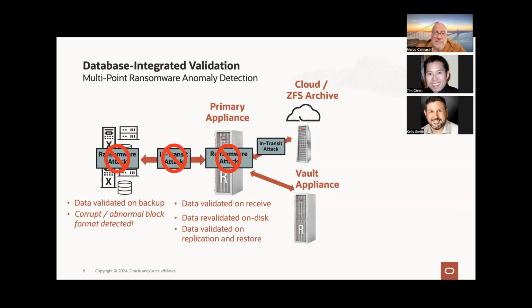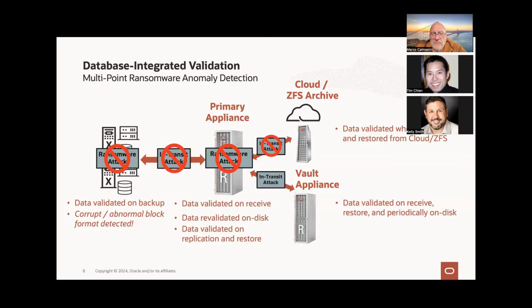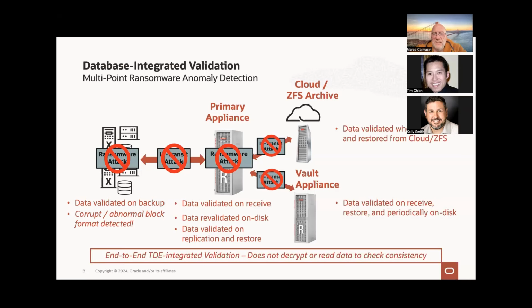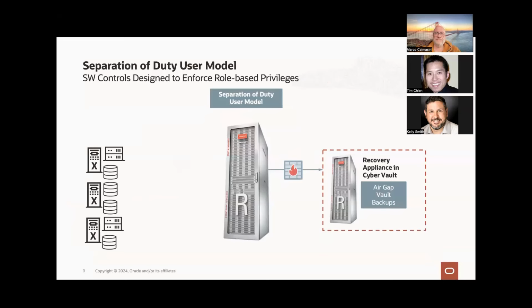Similar things happen for data transferred to the cloud or data transferred to the Vault appliance, where it's also revalidated again on the target appliance, whether it's just disaster recovery or a cyber vault recovery appliance. So incrementally transferred data is reprocessed and validated again. And across this whole life cycle, there is no data decryption. We don't need to decrypt the data. And the encryption keys remain with the source database normally. And if that's the case, then even if someone were able to read this, backups would be completely useless, okay?